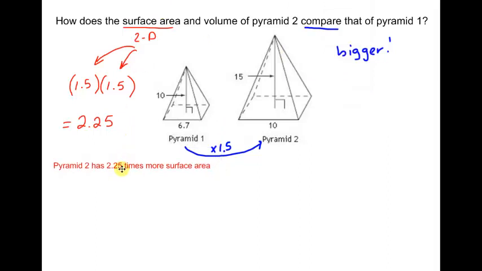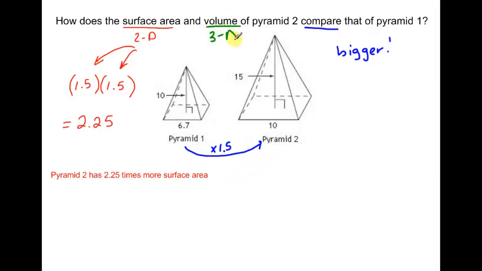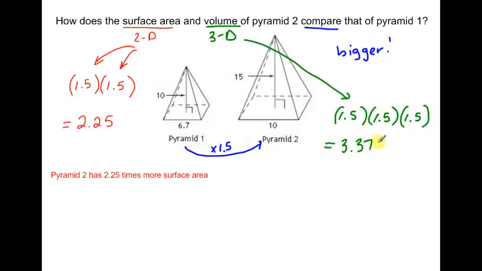Pyramid 2 has 2.25 times more surface area. Now before we leave this, remember we were also asked about volume, and volume is a 3-dimensional measurement. So that means that I'm going to apply 3 scale factors to figure out how my volume changes. The scale factor is still 1.5, but it affects it in 3 different directions. And so multiplying all these together gives me 3.375.